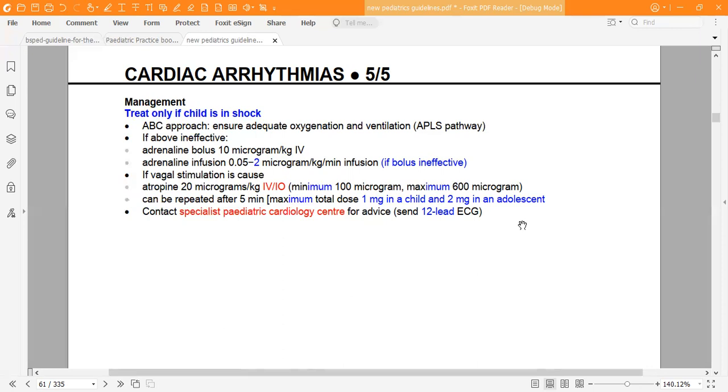Okay, guys, we have finished the cardiac arrhythmia guideline from the Green Book for today.